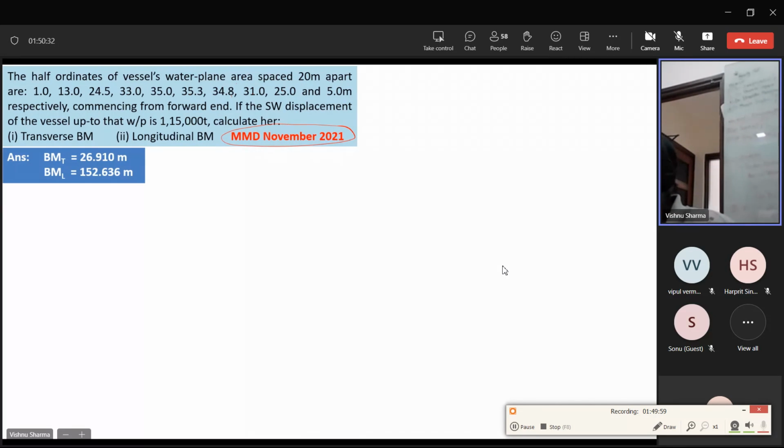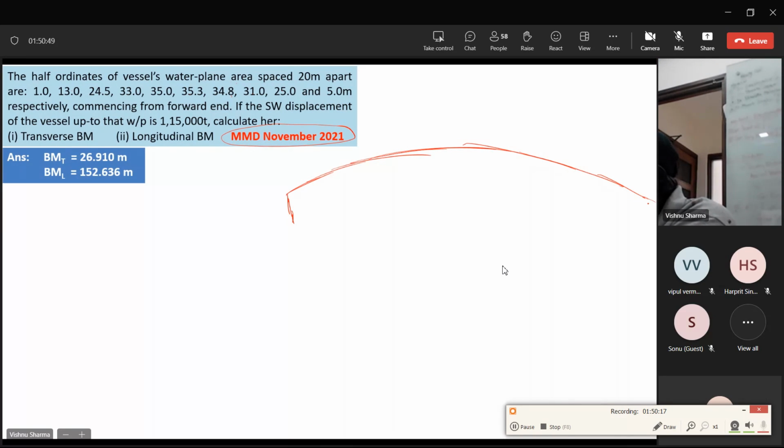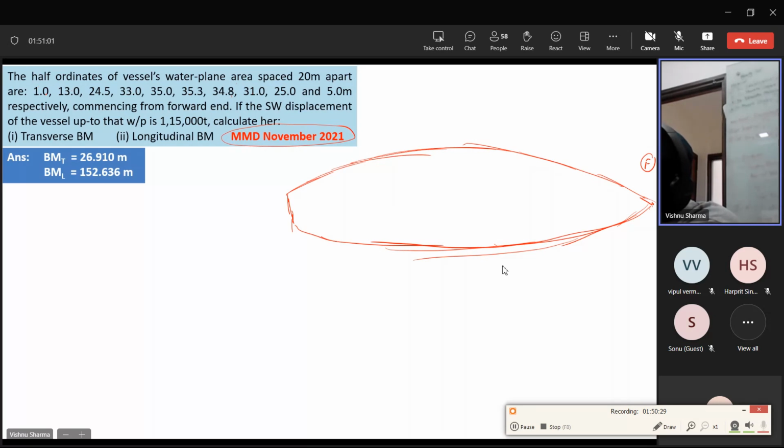Let's take BMT first, because that is part 1. Guys, if I make the water plane of this vessel, it will be somewhat like this. Again, the emphasis should be on the diagram. You see, I made the two ends meet at the forward end. Why? Because the ordinate is 0. No, it's not 0. Forward also is not 0. So there is a small thing at forward end also. At aft end, it is slightly more. It's 5 meters. So this is aft. If it was 0 here, I'd make the ends meet.